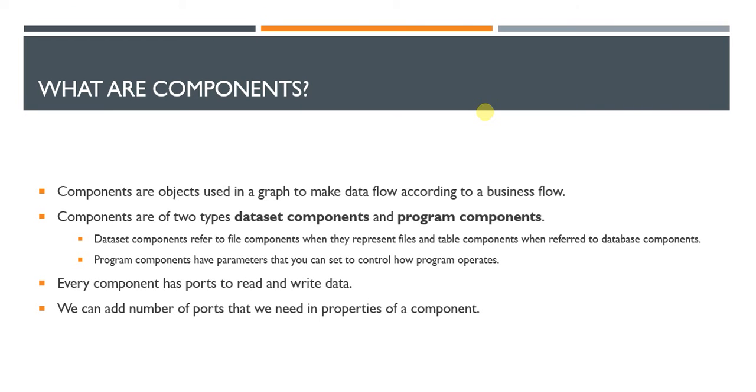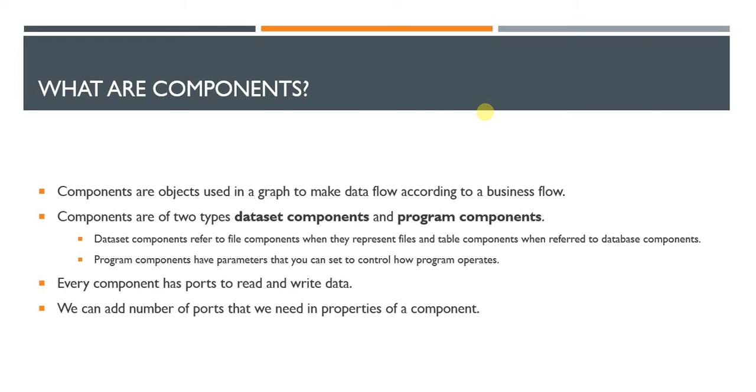So we have two types of components in Ab Initio: dataset components and program components. The dataset components refer to file components when they represent files, and table components when referring to database components. So these dataset components can be a file component or a table component according to what they refer to. If it refers to a file, then it is a file component, and if it refers to a database component, then it's a table component.